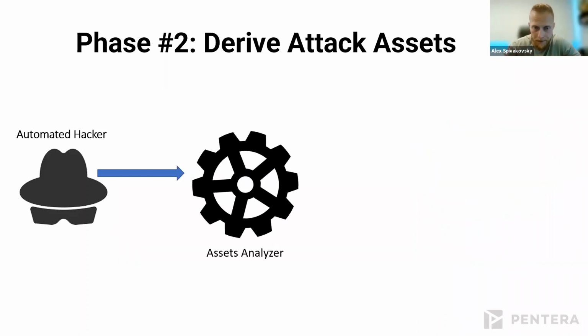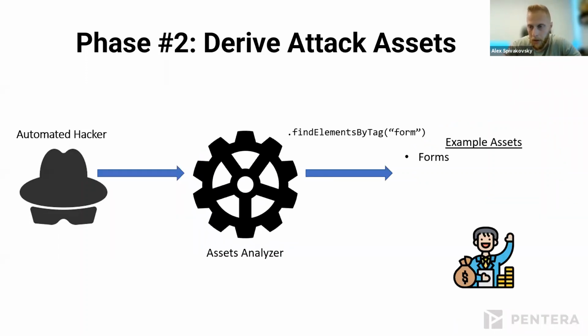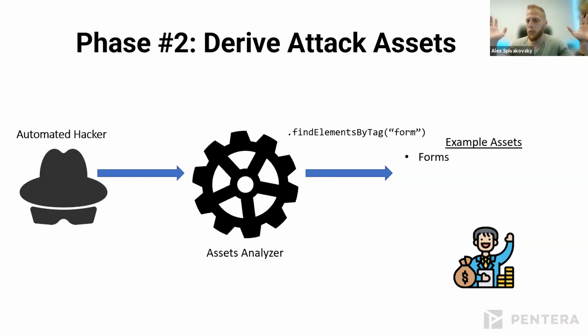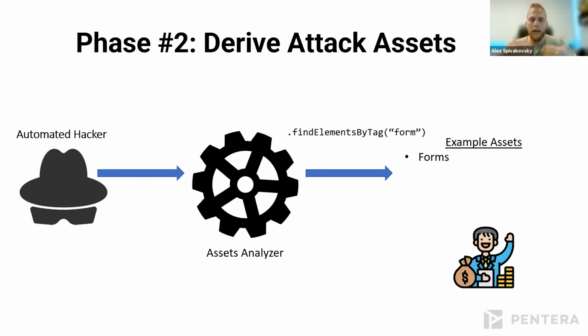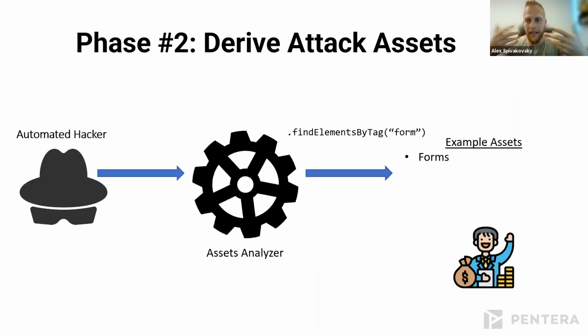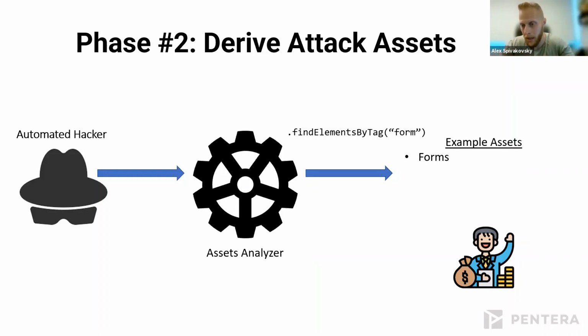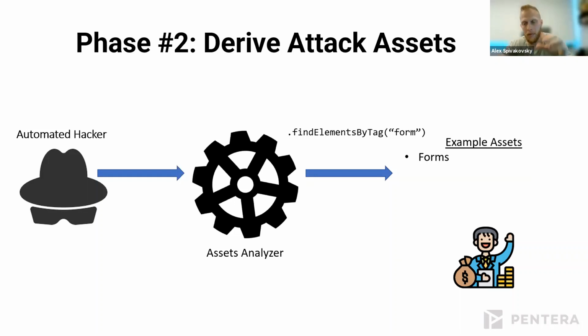A few examples. In our asset analyzer, one of the first things I want to extract, I don't want the whole page. I don't want all this messy HTML. I want forms. I want to extract forms because there are many types of forms, and from a pen testing perspective, it's a way to interact with the server. To attack something, you need to interact with it. So the most important thing: forms.